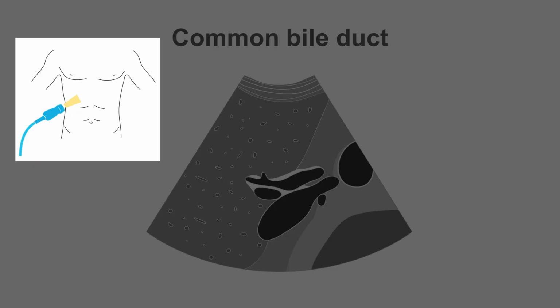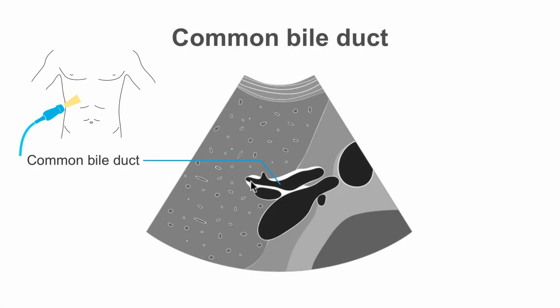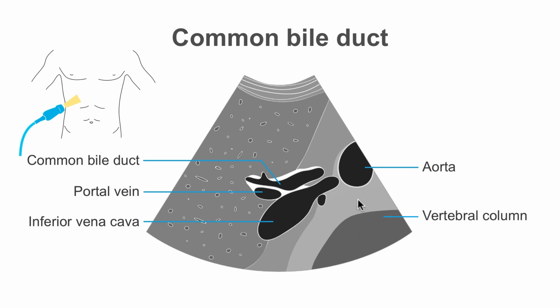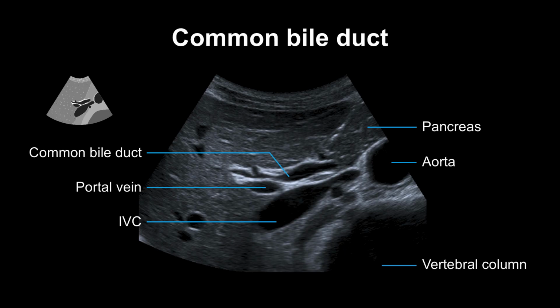We stay in this position to examine the common bile duct in long section. We can also see the portal vein. We see the aorta and the inferior vena cava, the vertebral column, and the pancreas. On this ultrasound picture, we see the long section of the common bile duct as it enters the pancreas head.